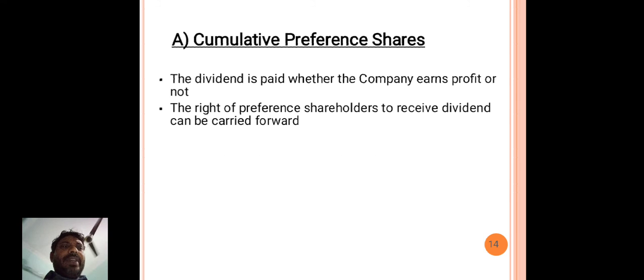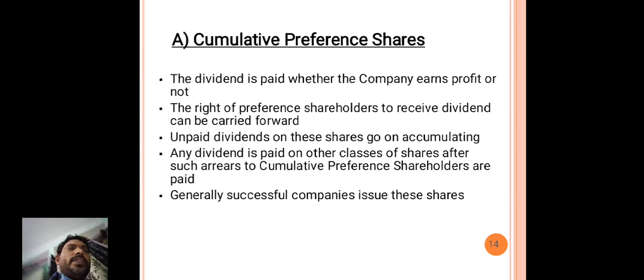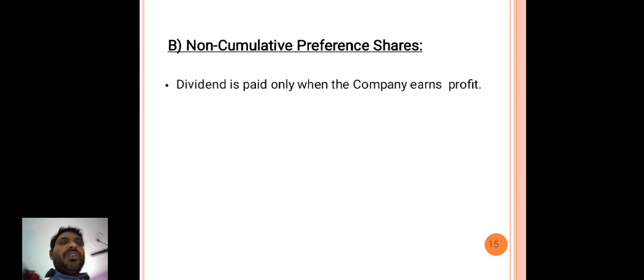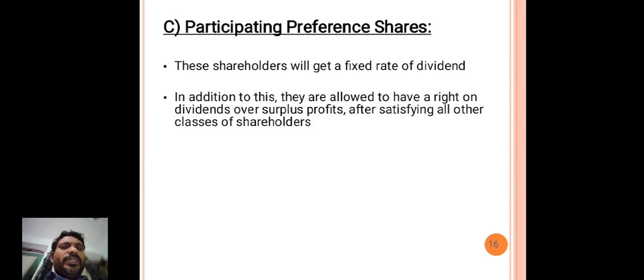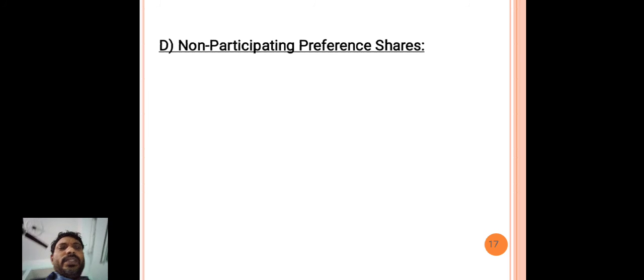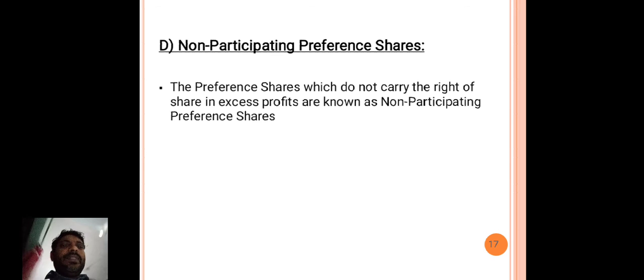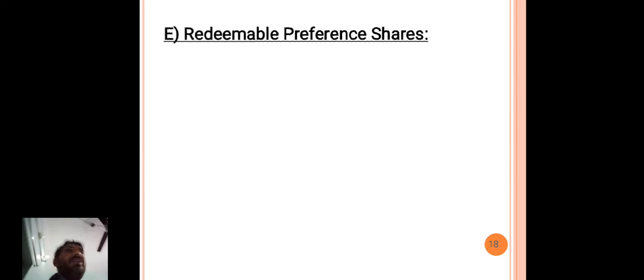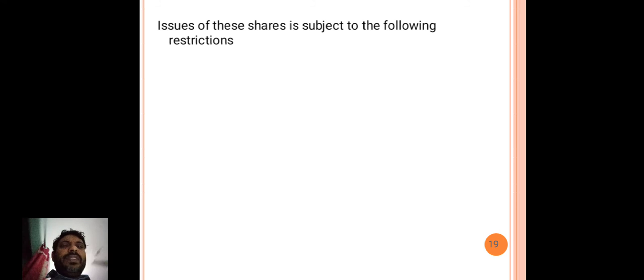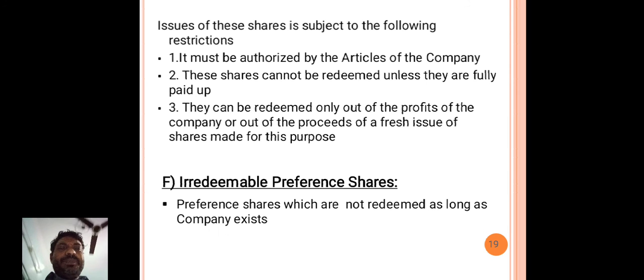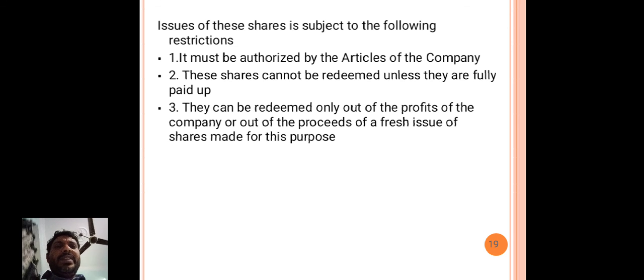There are different types of preference shares: cumulative preference shares, non-cumulative preference shares, participating preference shares, non-participating preference shares, redeemable preference shares, and irredeemable preference shares.